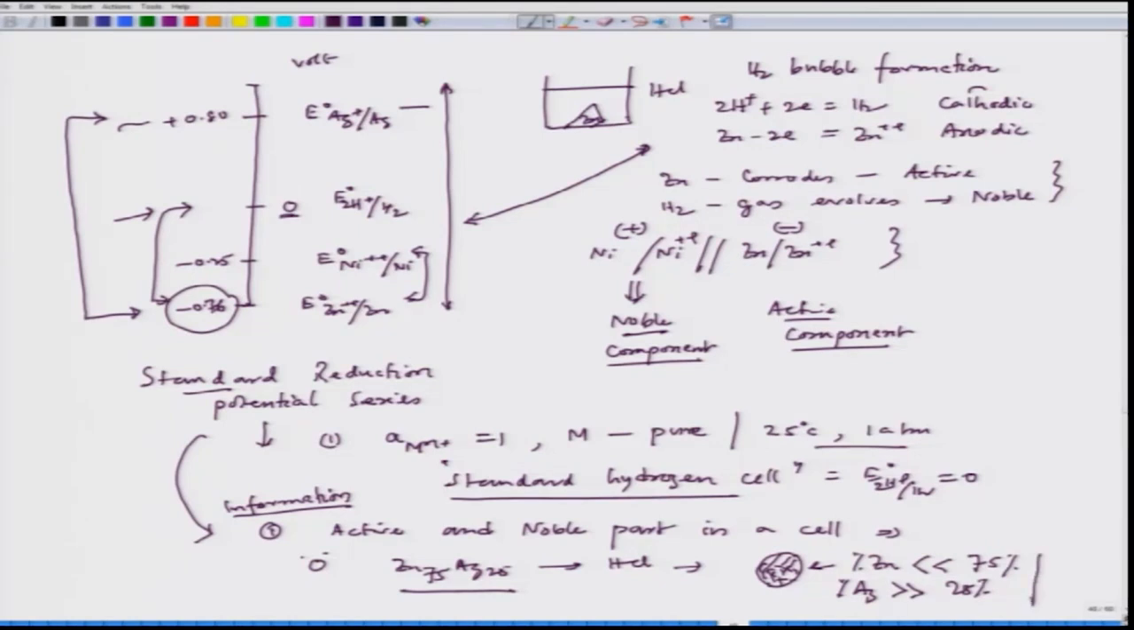This happens because in this condition, this particular standard reduction potential is pretty high, as well as this one is pretty low. And if we compare these two reactions, then zinc would corrode, zinc would dissolve, and silver would remain, or silver would deposit back, if at all there is silver in the system. So, silver would act as a cathode and zinc would act as an anode. Okay. So, the zinc becomes your active component and silver becomes your noble component. So, that information we can definitely get.